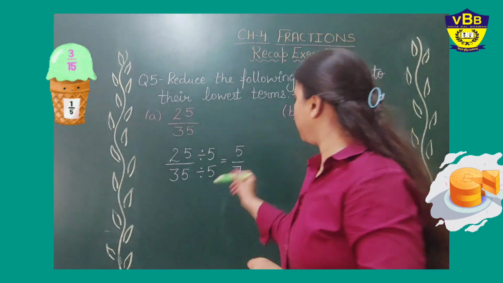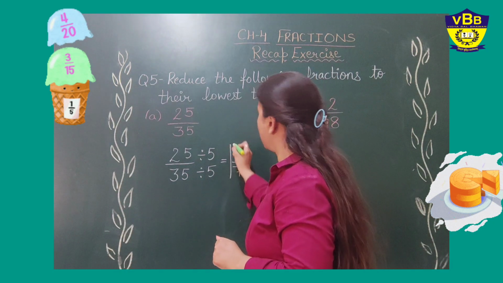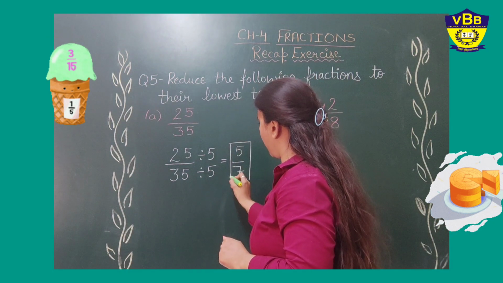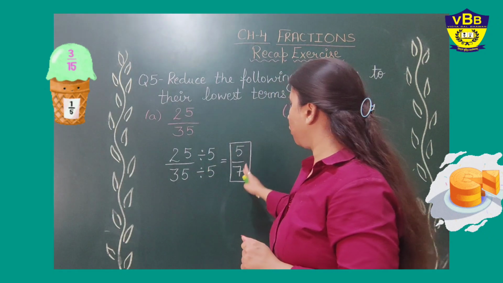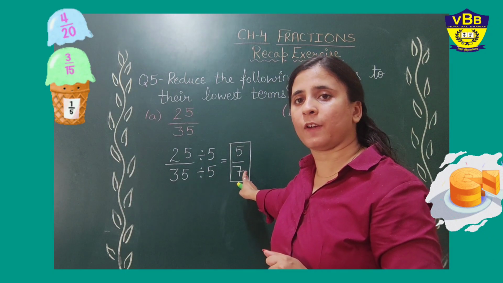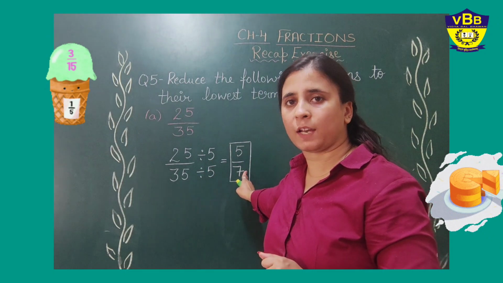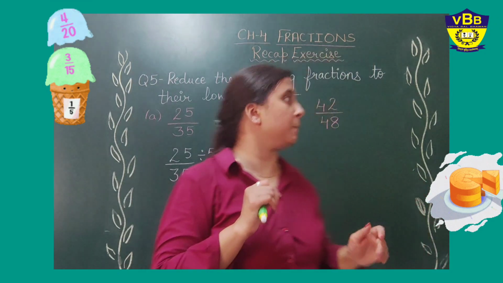That means we have reduced 25 upon 35 to its lowest term, where they do not have any other common factor other than 1. Let us see B part now.